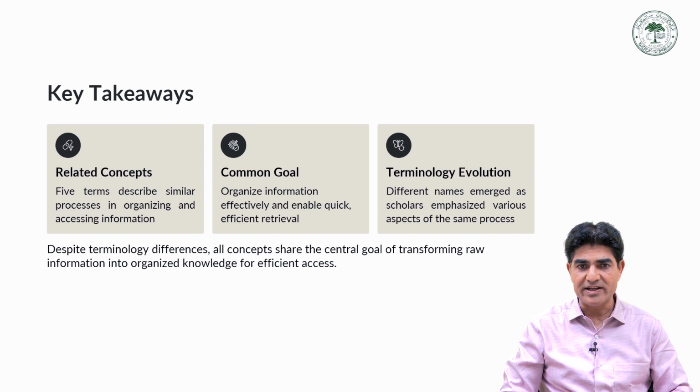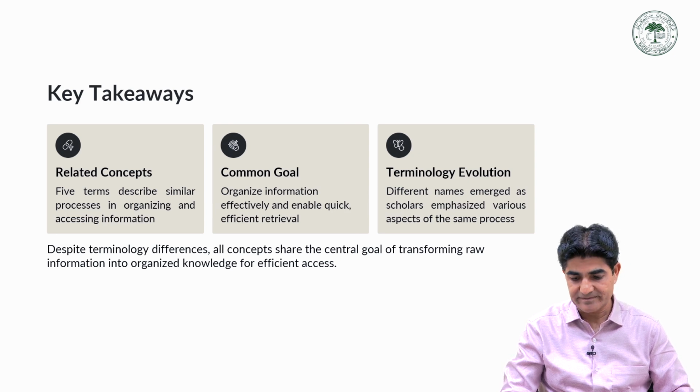The goal is common, that is, to organize information effectively and enable quick and efficient retrieval of information. And during this 100-year period, different kinds of terms have evolved, and these names emerged as the scholars emphasized various aspects of the same process. So despite terminology differences, all concepts share the central goal of transforming raw information, raw data, into organized knowledge for the efficient retrieval and access to knowledge.